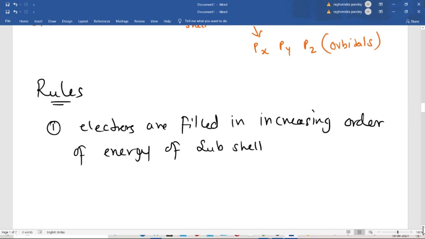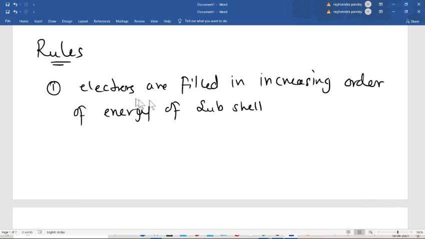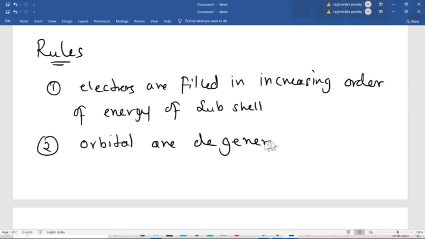Okay, first thing you have to note this one. Then second point, orbitals are degenerate. Degenerate means are of same energy level.